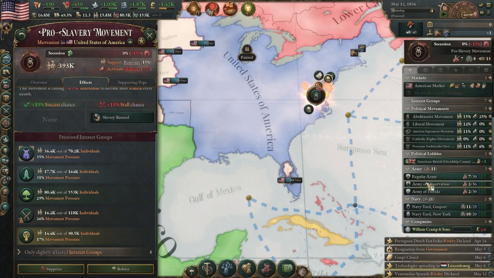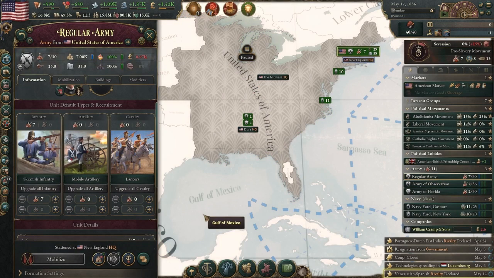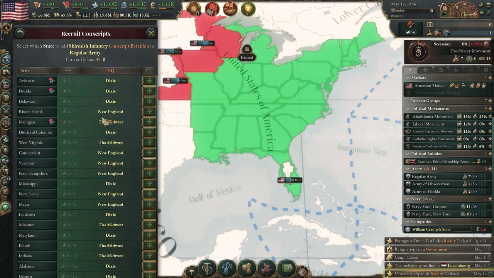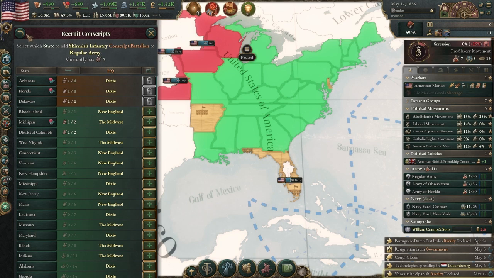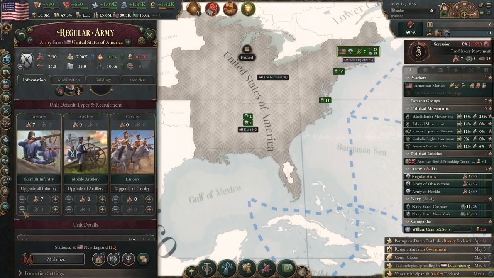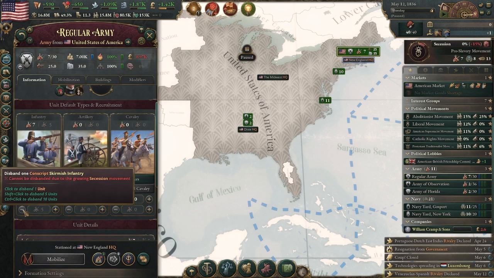You can add them, but you can't take them away. So if you haven't allocated all of your conscripts yet, allocate them with care, because once you add a conscript to a state, you can no longer take it back. So let's say now we start adding a couple conscripts. You'll see we've added them, but now we can't take them back.